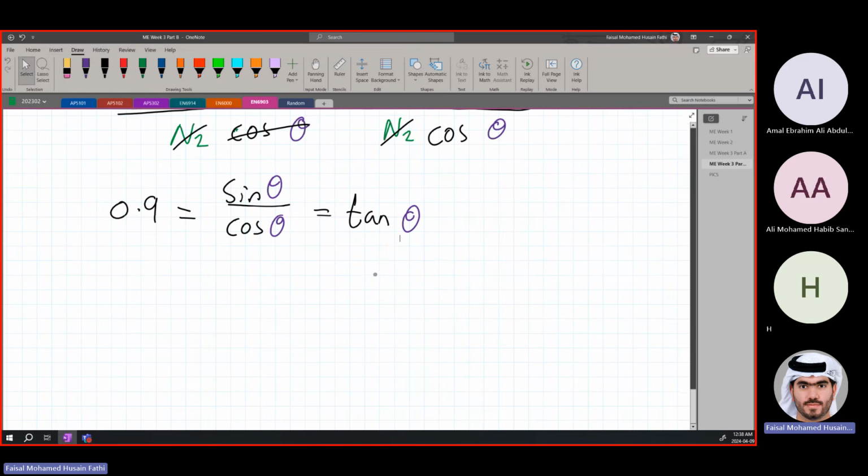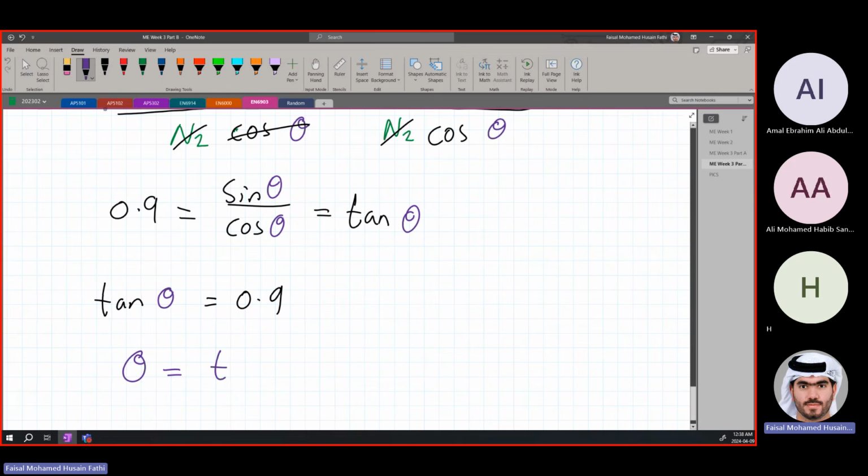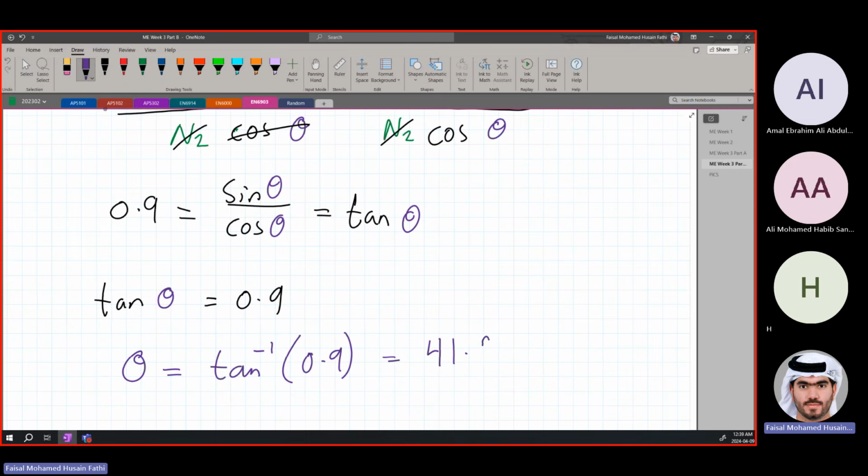Okay? And now this is the relation between sine and cosine and tan. So tan of theta is equal to 0.9. And finally, we can find out that theta is going to be equal to the tan inverse of 0.9. Put that in the calculator. Tan inverse of 0.9. And the answer will be 41.99 degrees. And that is your final answer.